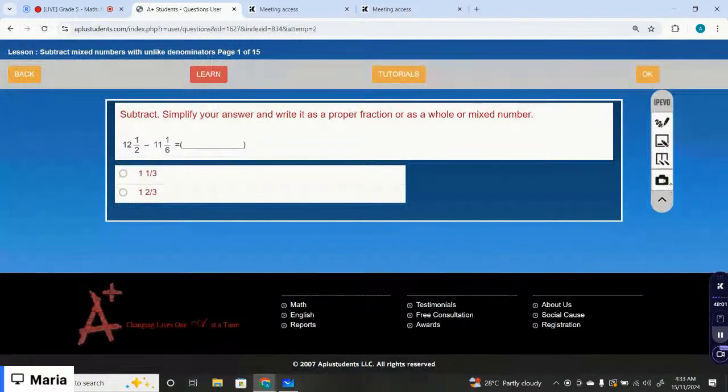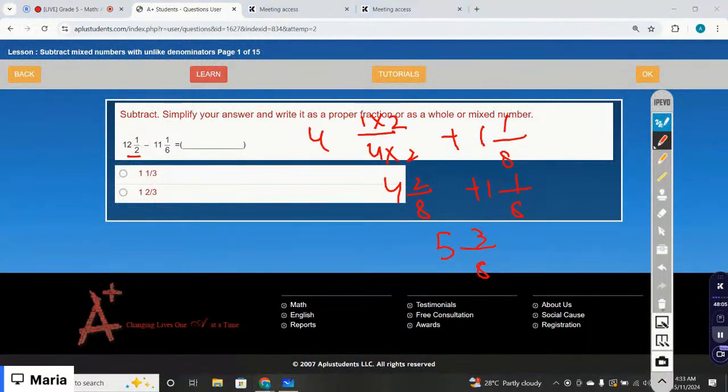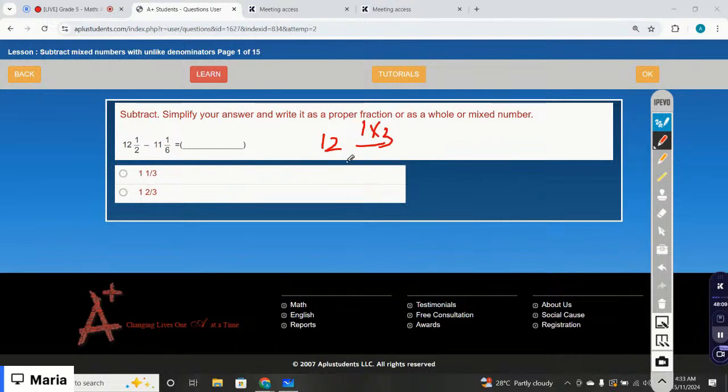Okay, first thing is you need to make the denominators the same. So 2 times 3 is 6, so multiply the fraction by 3. 12, 1 times 3, 2 times 3, right? Minus 11 whole 1 over 6. That is 12 whole 3 over 12. So subtract the whole numbers. 12 minus 11 is 1. And then subtract the fractional part: 3 minus 1 is 2 over 6. Divide by the common factor 2. So that is 1 whole 1 over 3.